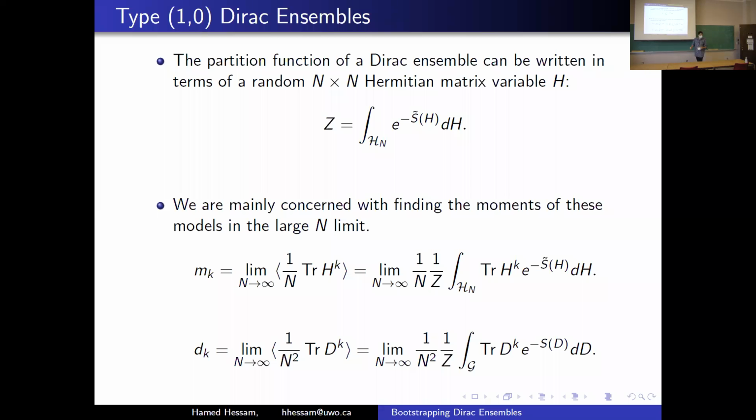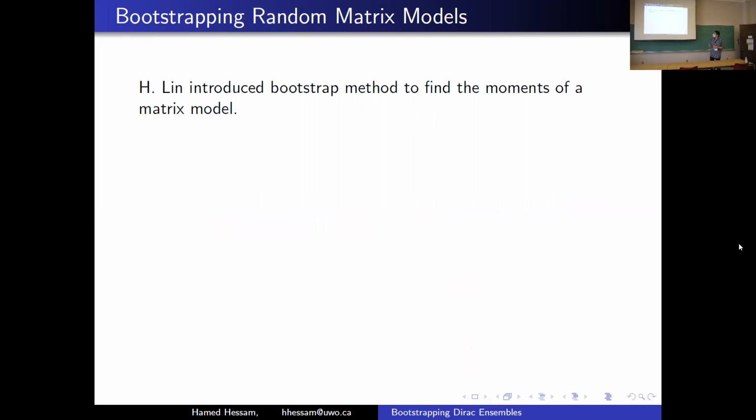We need to divide by N squared for the normalization of the moments. So this is the definition of the moment for the matrix model and the Dirac model. Henry Lin introduced the bootstrap method to find the moments of the matrix models.